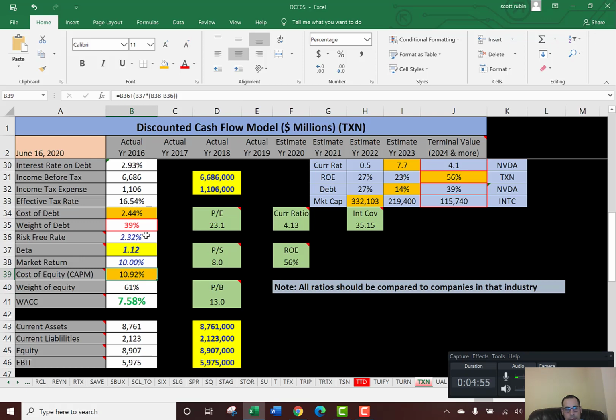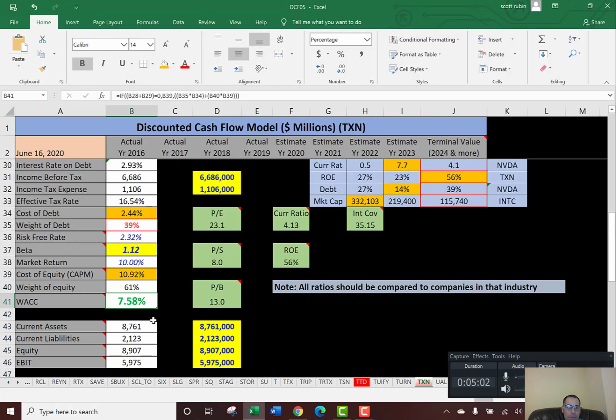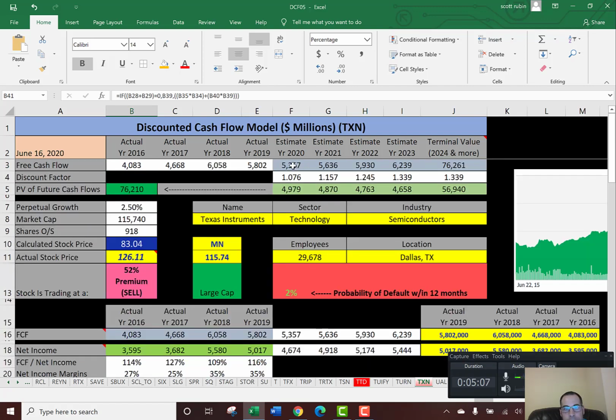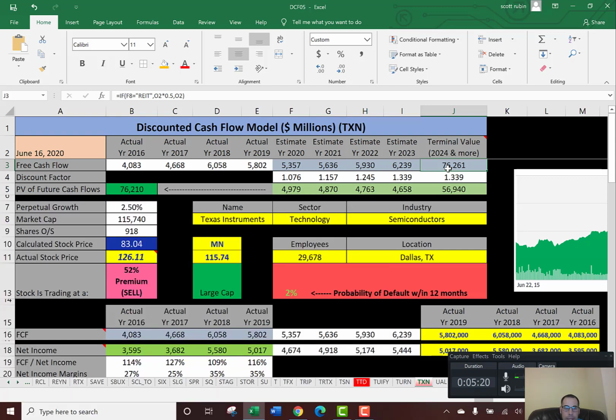So when you combine the cost of equity and cost of debt, you get a weighted average cost of capital of 7.58%. And that's the discount rate we're going to apply to the cash flows to see what the value of the company is. So we estimated the future free cash flows for 4 years based on the inputs from earlier. We also did a terminal value, which is all years past year 4. We used a Gordon growth model to figure that out. We discounted those numbers back to today's dollar amounts using the weighted average cost of capital. And the sum of the numbers is $76 billion. And when you divide that by 918 million shares, you get an intrinsic stock price of $83.